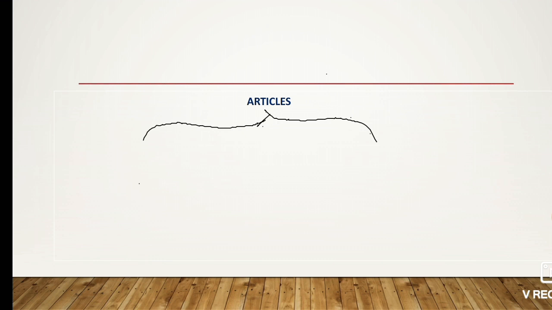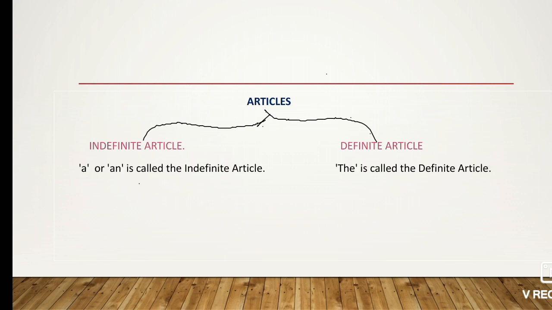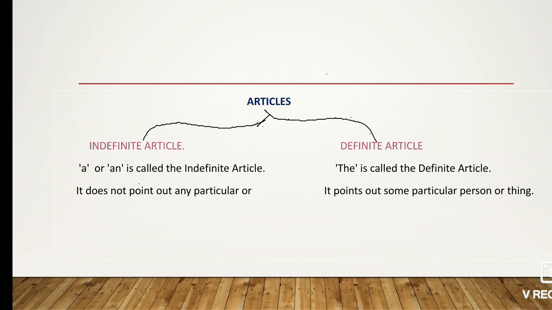Articles are divided into two parts: one, indefinite article, and second, definite article. What is meant by indefinite article and definite article? Look here. A or an is called the indefinite article and the is called the definite article. The indefinite article does not point out any particular or definite person or thing, and the definite article points out some particular person or thing.